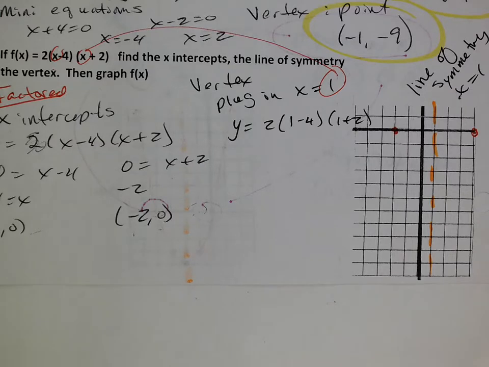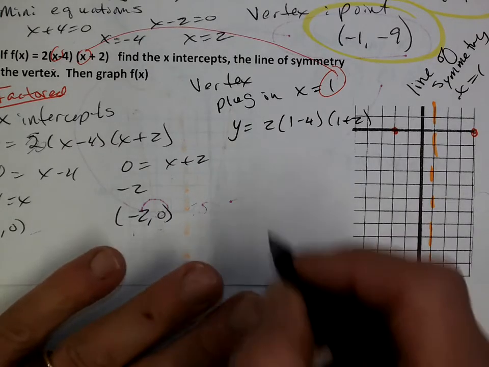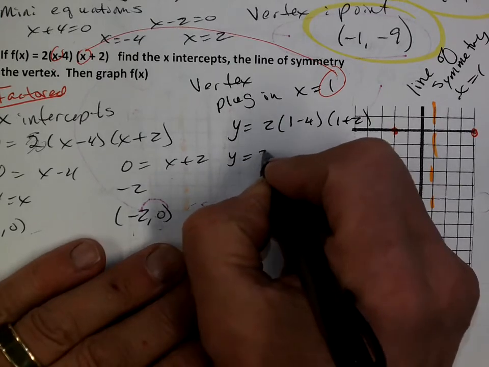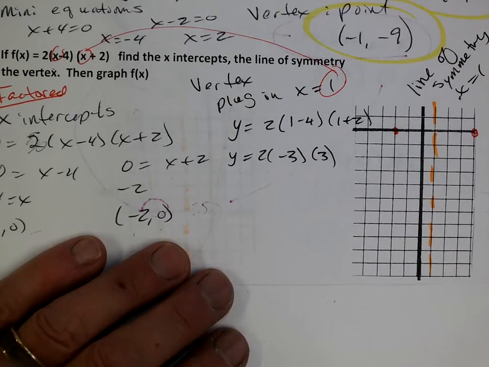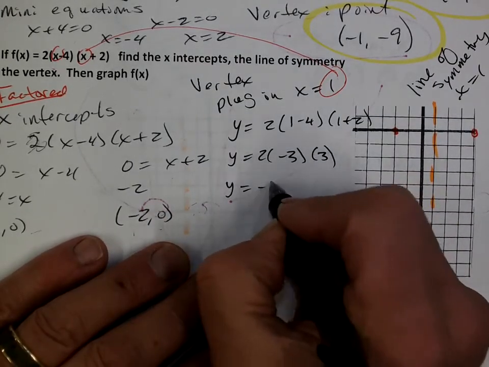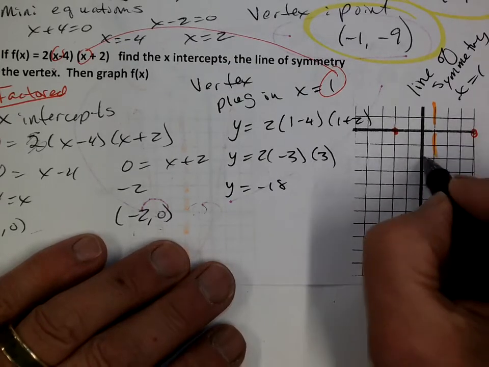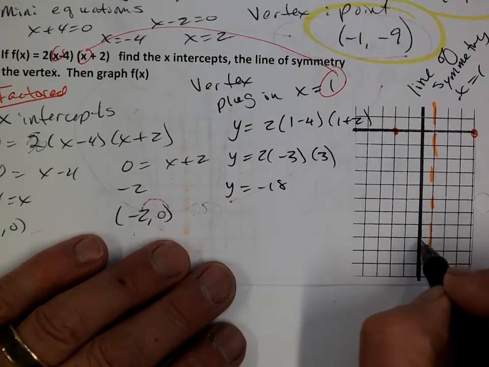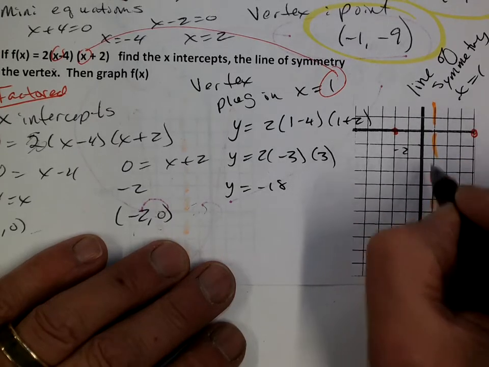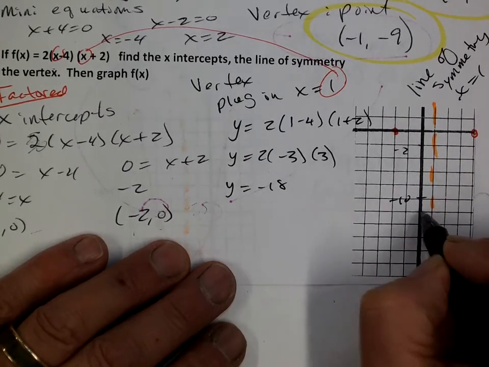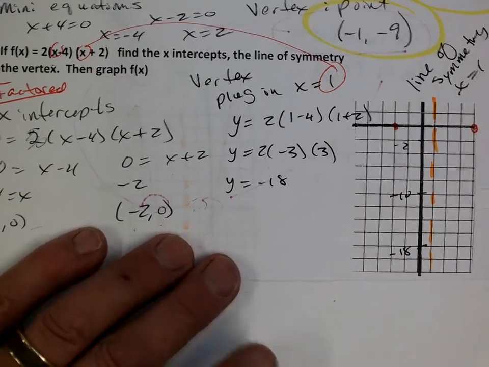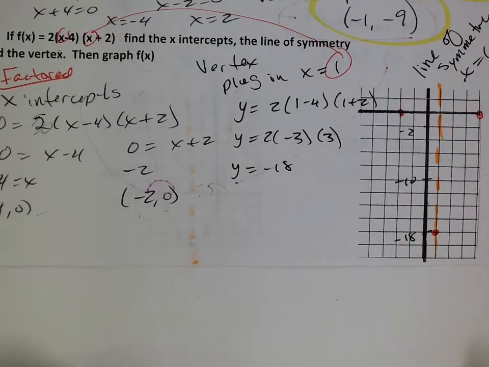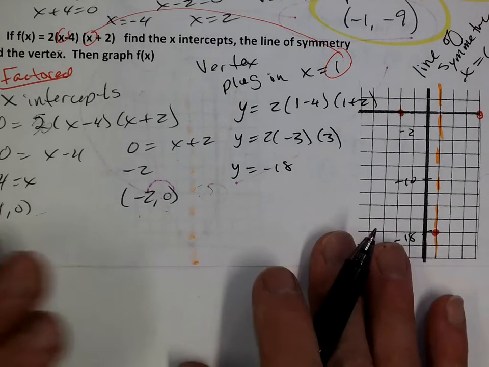Now I'm going to simplify it. Let's figure out what it is. Oh, y is equal to the 2 times a negative 3 times a 3, right? Which is a negative 18. Okay, so I'm probably going to have to go by 2's, right? 2, 4, 6, 8, 10, 12, 14, 16. Yeah, I'm going to have to go by 2's. Negative 2, 4, 6, 8, 10, 12, 14, 16, 18. There's negative 18, okay? So then my vertex is way down here. Almost done, really.